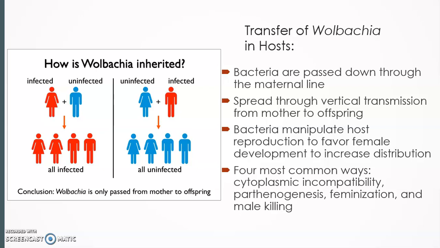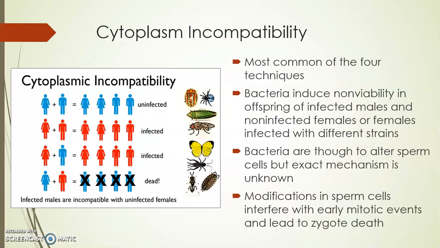So, due to this, the bacteria manipulate their hosts to produce more females than males, since more females in a population would be more beneficial to them. And the four most common ways they do this are cytoplasmic incompatibility, parthenogenesis, feminization, and male killing. And these effects are beneficial to the bacteria and allow them to persist and be successful in the population.